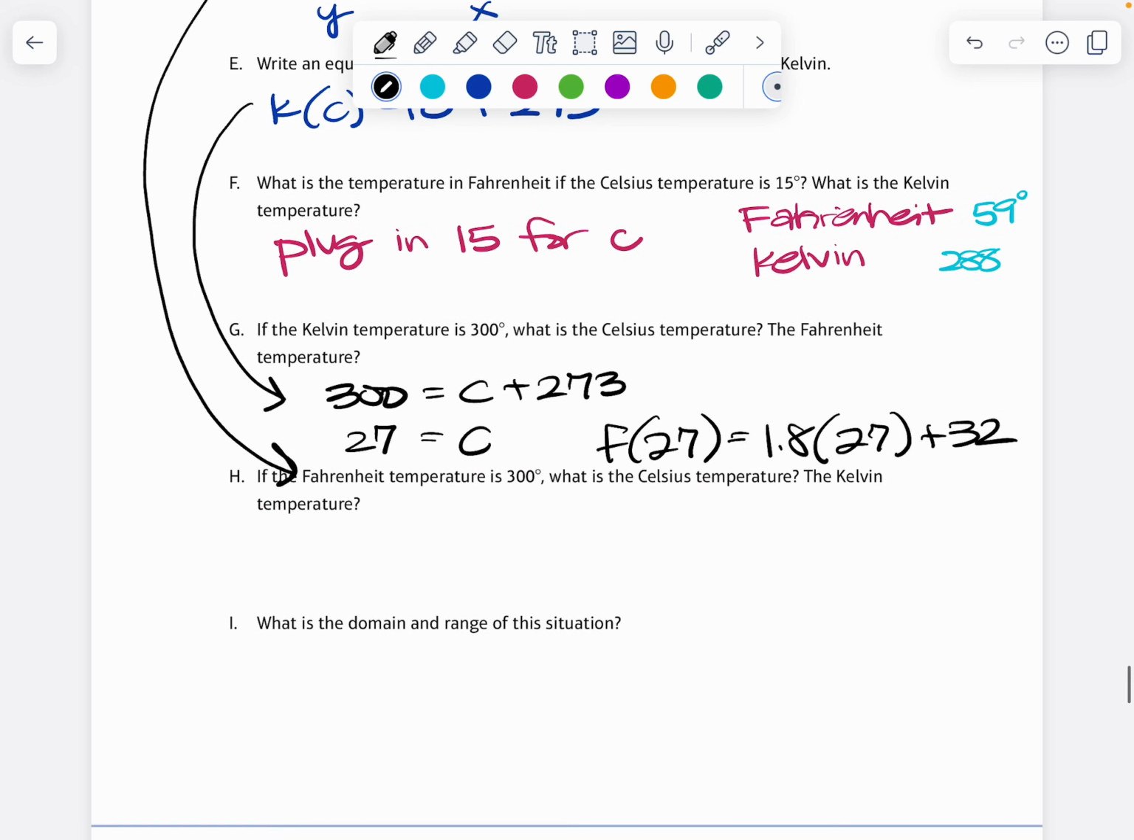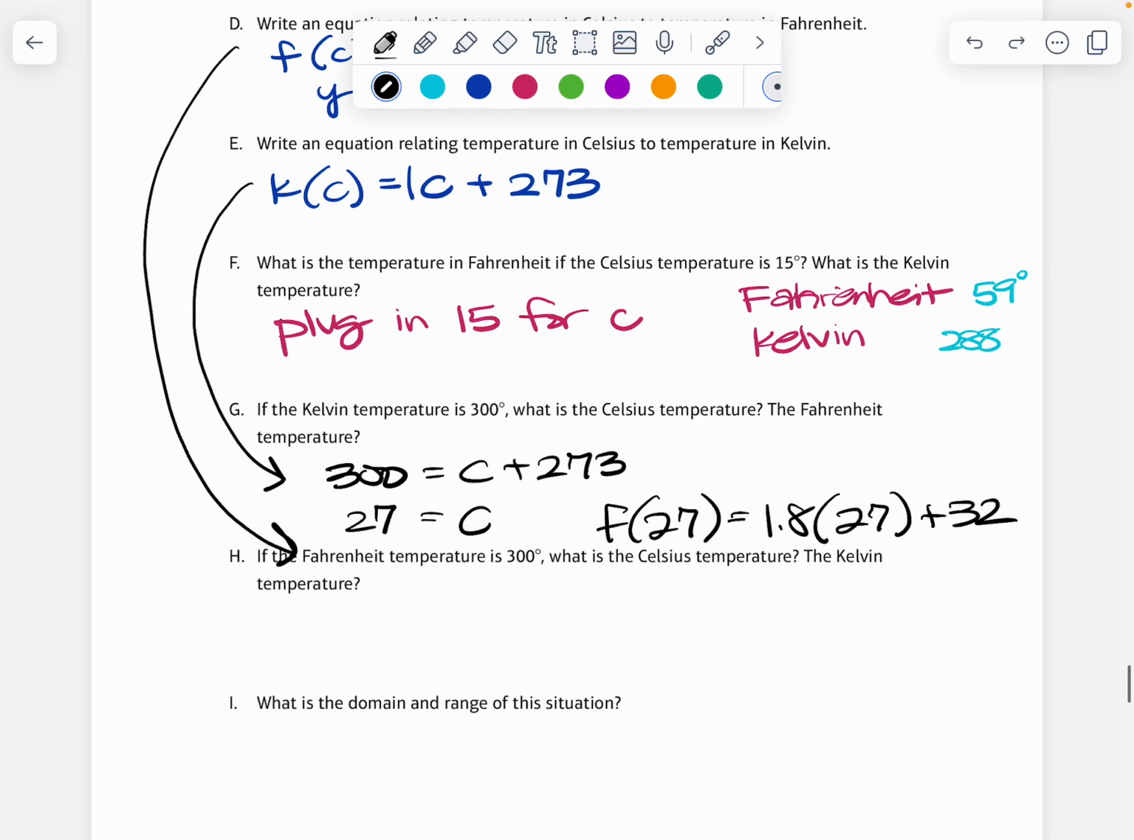All right, let's look at H. If the Fahrenheit temperature is 300 degrees, what is the Celsius temperature? We're still going to use the same second equation, aren't we? Let's figure that out. First things first, there's kind of two parts for it. So I'm going to use the first equation. 300 equals 1.8 Celsius plus 32. Solve for C. You should get C is approximately 148.8.